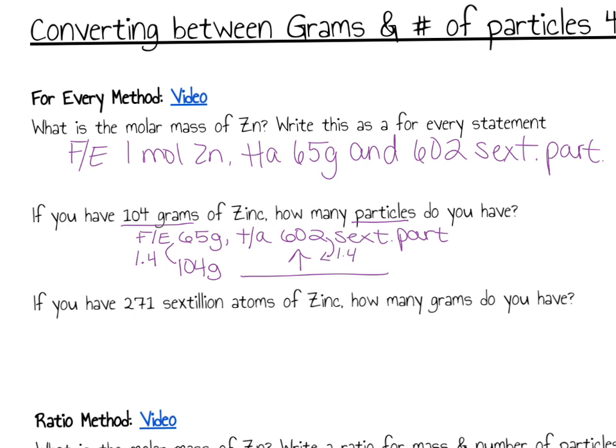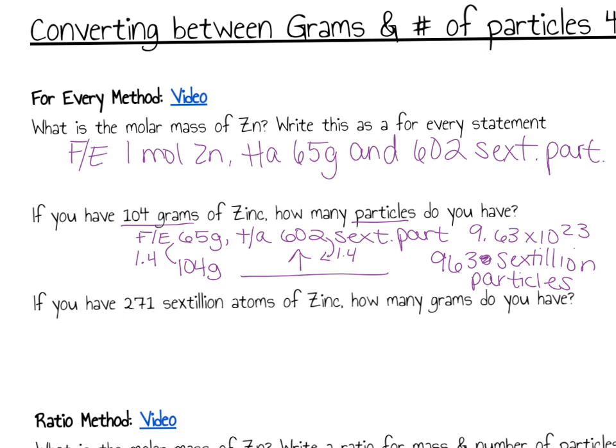When I do that, I get 963 sextillion particles of zinc. Or if you're doing it with scientific notation, it would be 9.63 times 10 to the 23rd.